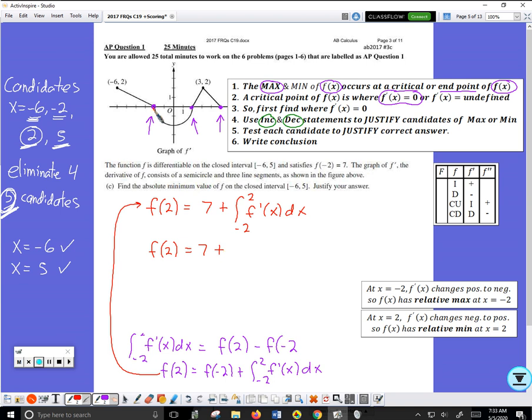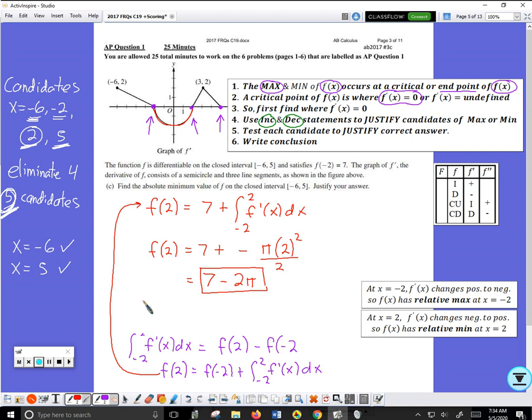this integral from x equal negative 2 to x equal 2 is completely negative. It's a half circle, so that's pi times the radius squared divided by 2. I do have to do a little more work on this, so I get 7 minus 2 pi, which is definitely 7 minus 6, very close. 7 minus close to 6 is close to 1. So this is the absolute minimum value.